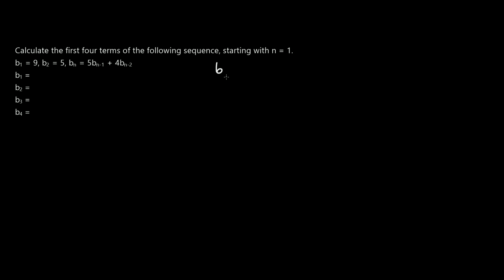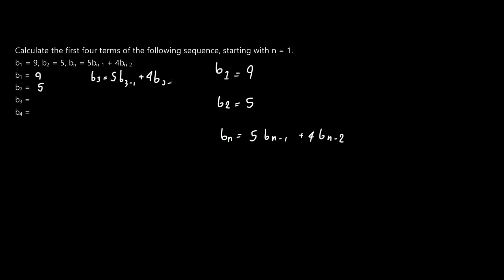So right off the gate, we know that b sub 1 is 9. So we can just put 9 in there. And b sub 2 is going to be 5. Now let's pay attention to the recurrence formula. So we have b sub n equals 5b n minus 1 plus 4b n minus 2. So let's begin by solving for b sub 3. So b sub 3 will equal 5 multiplied by b n minus 1. At the moment n is 3, so we're going to have 3 minus 1 at the bottom, and then plus 4 b and then n minus 2, so 3 minus 2.